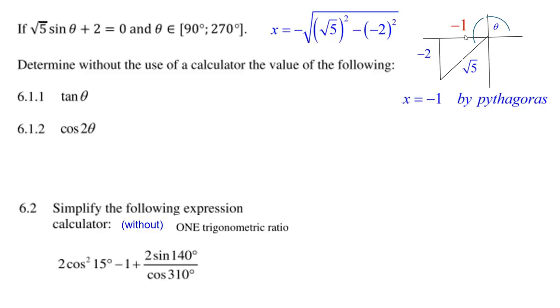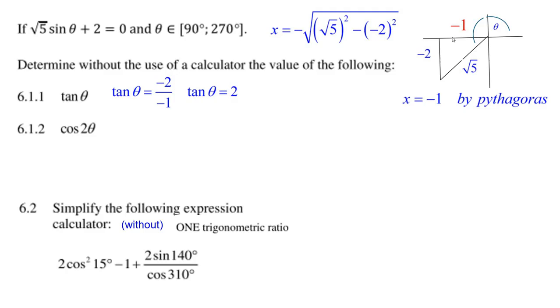And then by Pythagoras, root 5 squared minus negative 2 squared equals 1. That's minus 1, since I moved 1 to the left. I wrote down that the sine of theta equals negative 2 over root 5. That's how I'm able to create this here. Determine, without the use of a calculator, what's tangent.